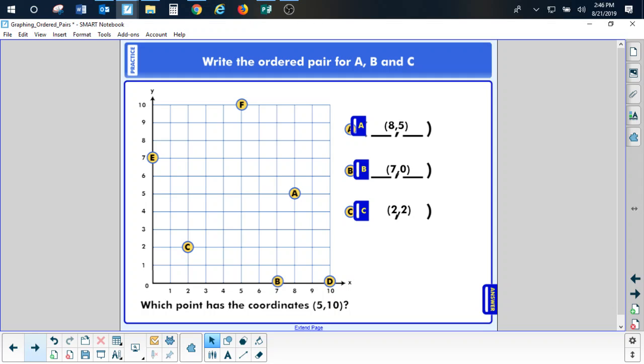Last question at the bottom, which point has the coordinate 5, 10? That means you start at the origin, you're going to move to the right 5 units, and you're going to move up 10 units. So if you move to the right 5 units and you moved up 10 units, you would land at point F.